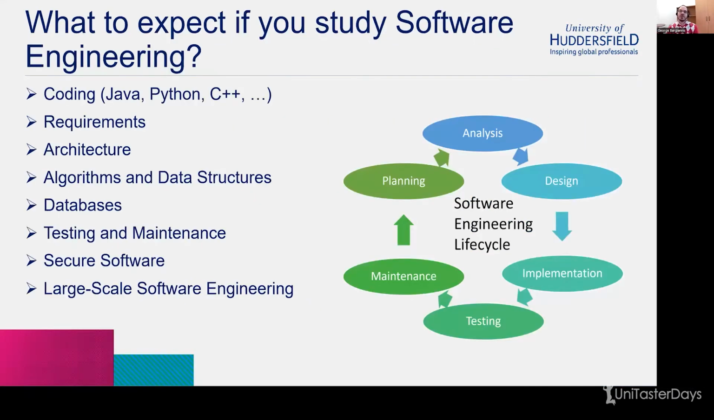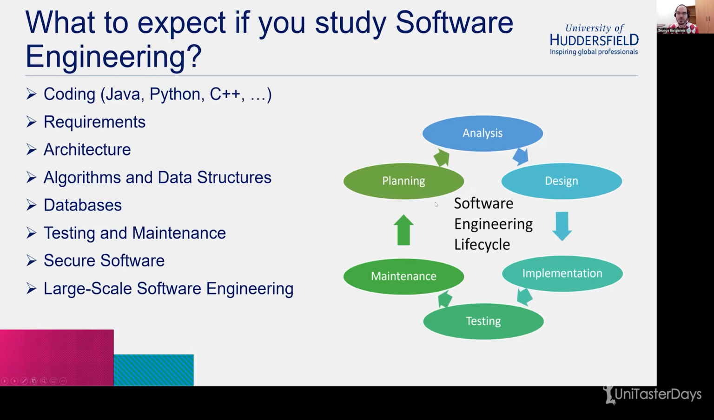Now, if you were to go on and study software engineering at university, you would find that the modules revolve around what we call the software engineering life cycle. So this is the process that we follow for any software we're trying to build. And we go through those steps a number of times as long as it's necessary to build good, robust software.